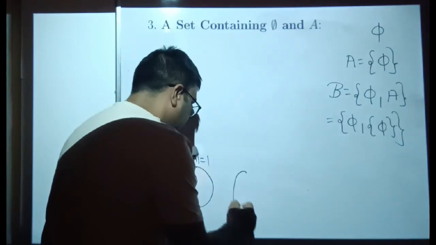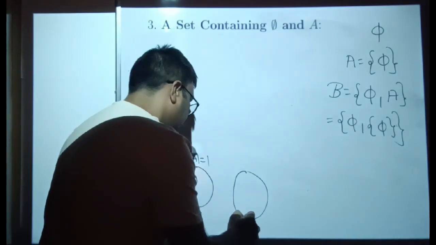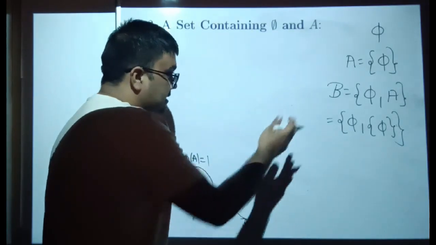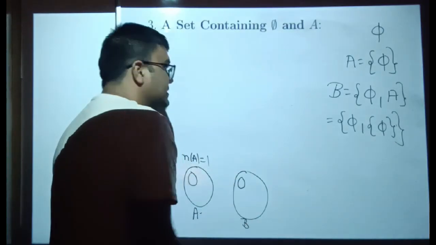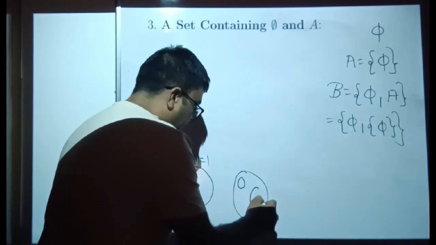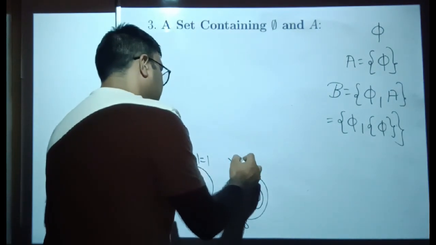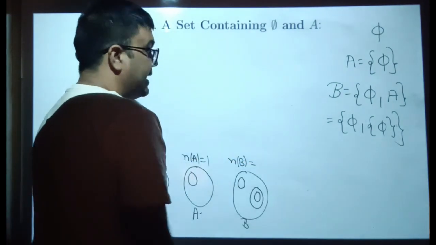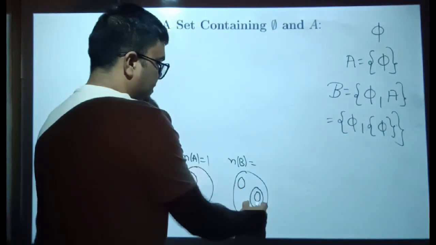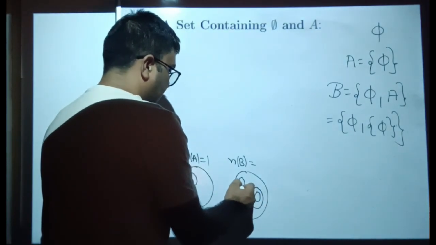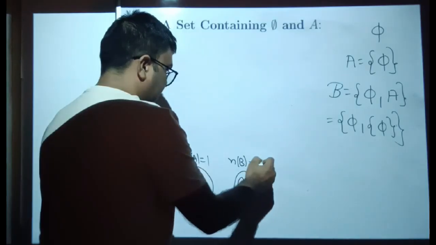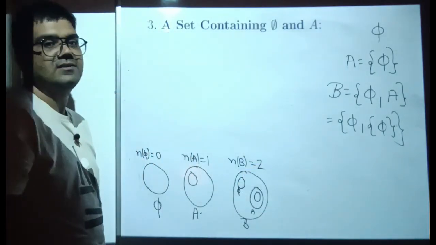Move on to the set B. This is the set B we are talking about. It has the empty set, another set having the empty set. Number of elements in B is equal to, how many elements are there in B? This is one element, this is another element, this is the element phi and this is the element A. Number of elements in B is equal to 2.